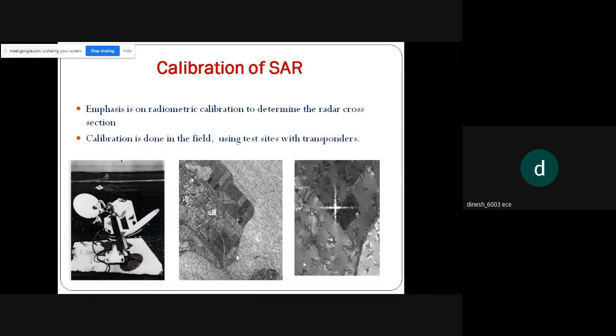So this is calibration of an SAR, synthetic aperture radar, which emphasizes radiometric calibration to determine the radar cross sections. The calibration is done in the field using test sites with appropriate transponders. You can see this is the SAR image. You can see this plus point, shown here in this brightness, which is expanded and zoomed here.